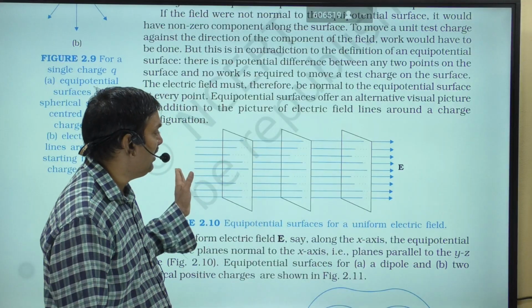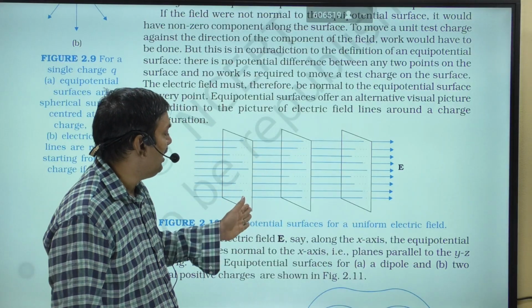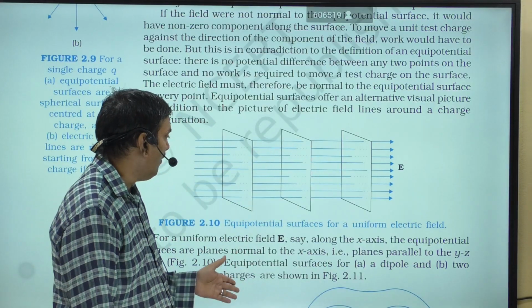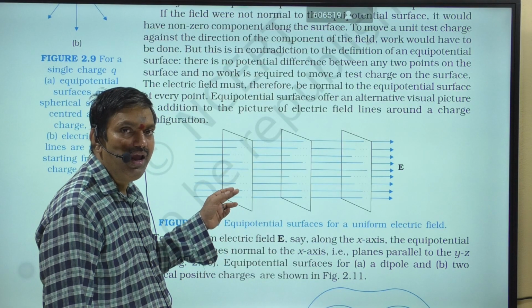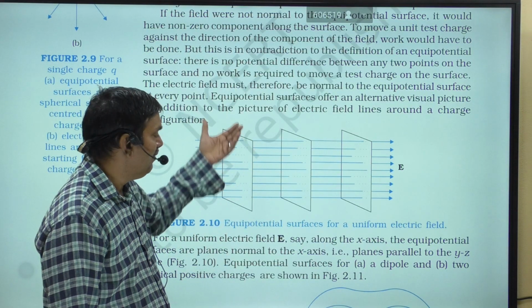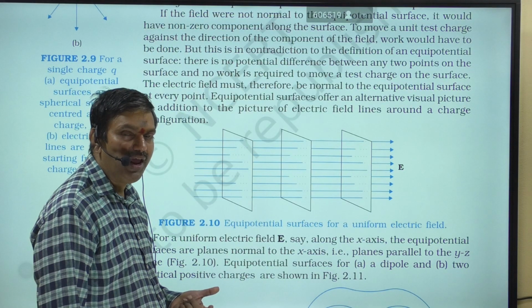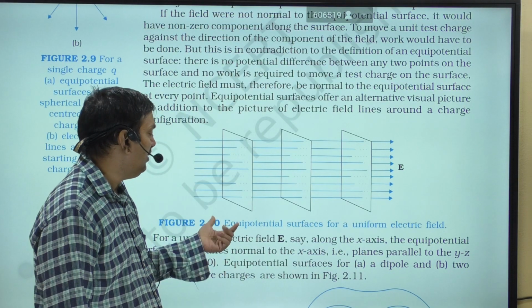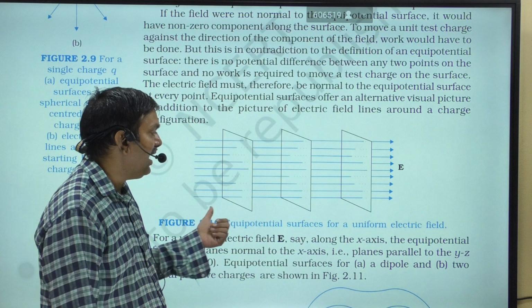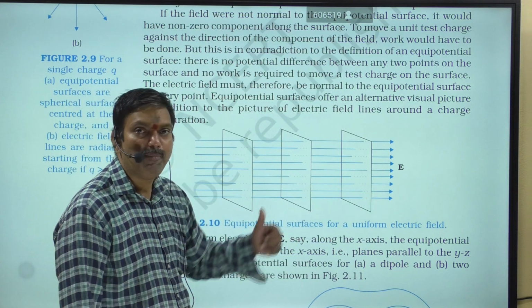Now I am taking an electric field, when you take parallel planes like these sheets, fine. On a given plane, n number of points may be there. For all the points lying on only one plane, the potential is the same. So we can also figure this one as an equipotential surface for a uniform electric field.